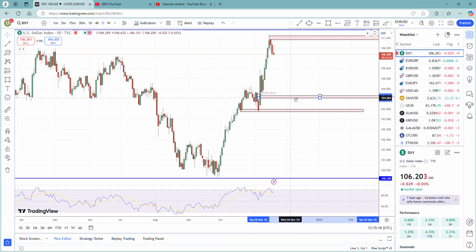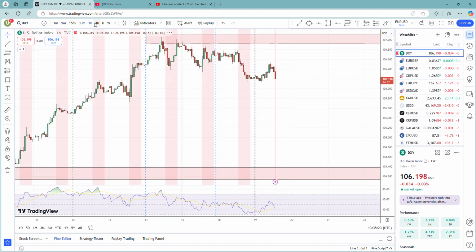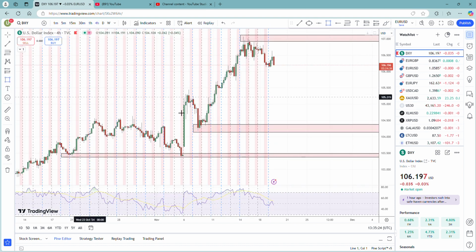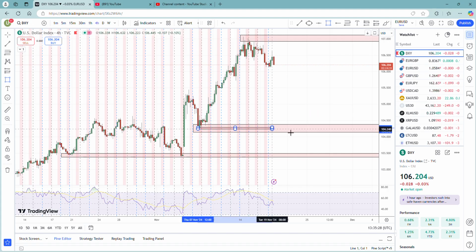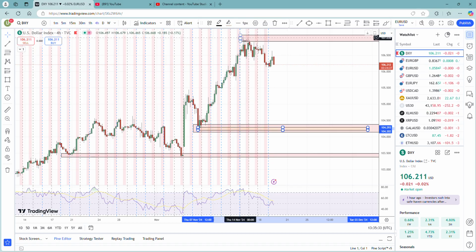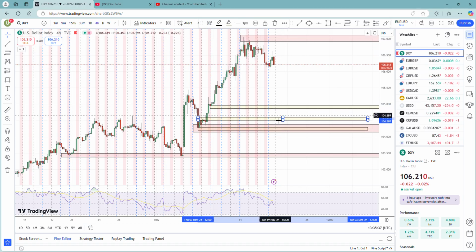Once you've done that, you go onto a H4 time frame and you want to repeat the process once again. You're just marking your support levels. So here there's a support level on a H4 time frame, which also falls on a daily. Here is another higher low. Here is another higher low.